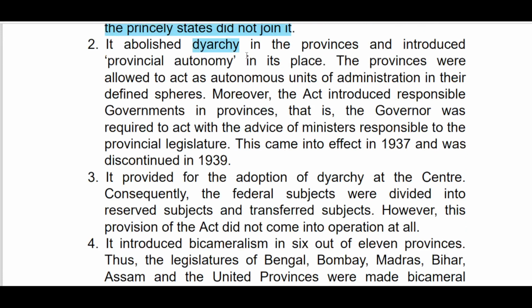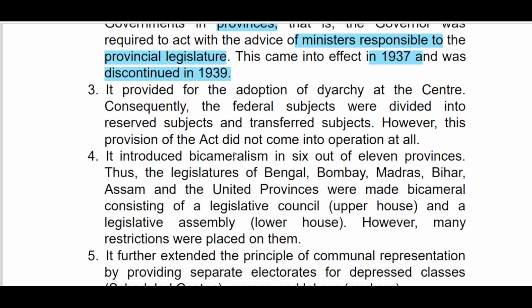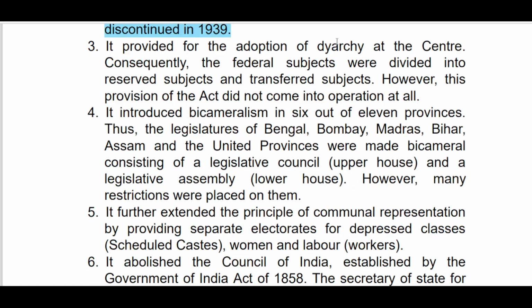Then second point is that it abolished diarchy, that is the dual form of the government in the provinces, and it introduced provincial autonomy. In its place, provinces were allowed to act as autonomous units of administration in their defined spheres. Moreover, the act introduced responsible government in provinces. That is, the governor was required to act with the advice of ministers responsible to the provincial legislature. This came into effect in 1937 and was discontinued in 1939.